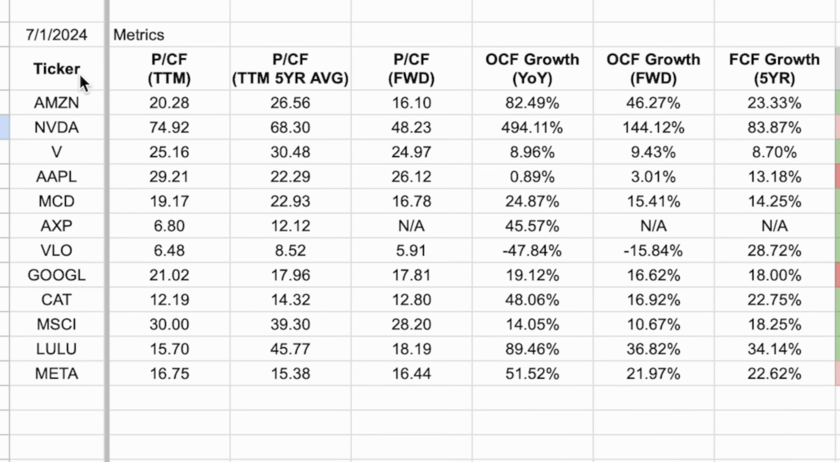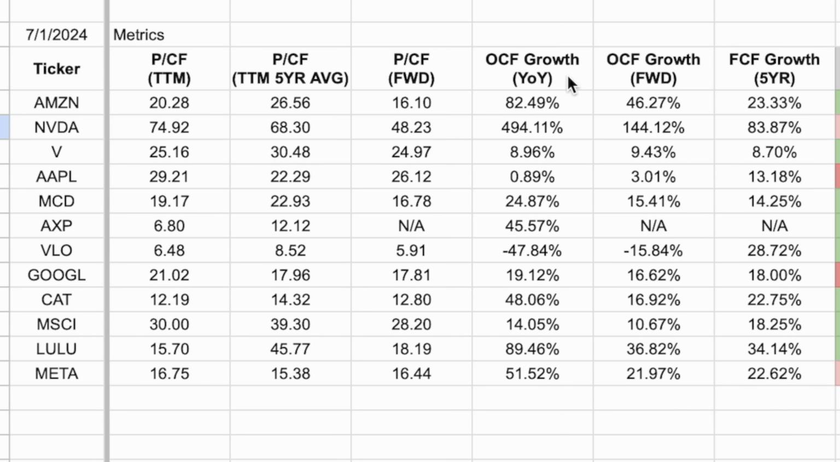So as you can see, I have the ticker symbol on the left, and then I have 6 columns of data here that I get directly from Seeking Alpha, and I just plug in. Price to cash flow for the trailing 12 months, price to cash flow for the trailing 12 months 5-year average, price to cash flow projected, and all of these are actually operating cash flow, not free cash flow.